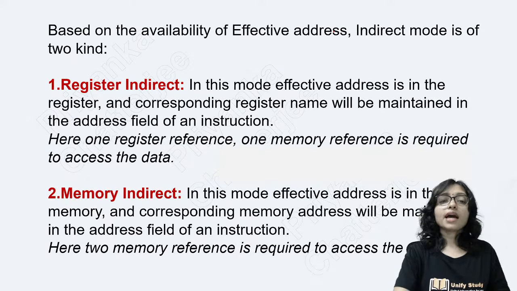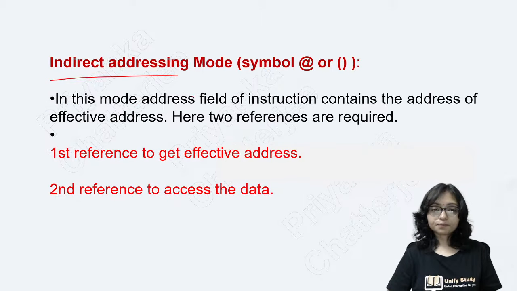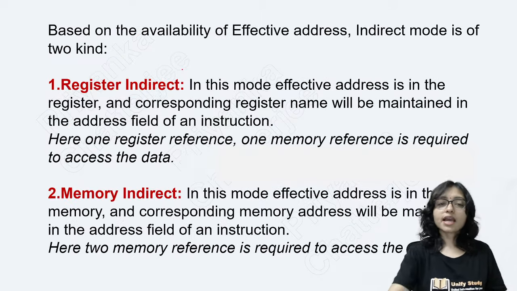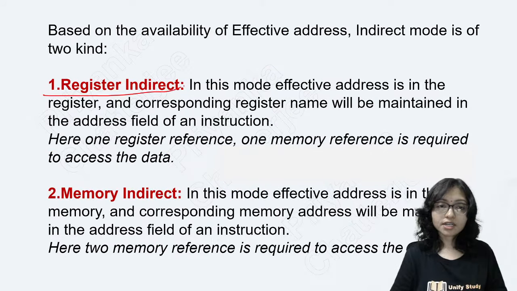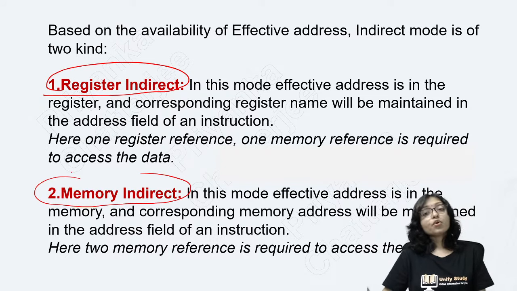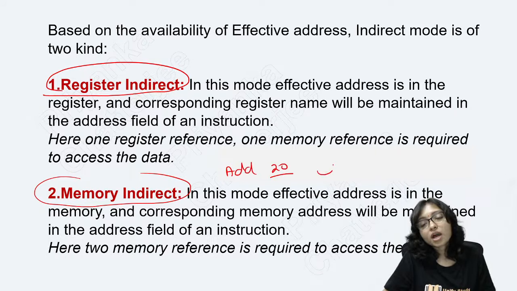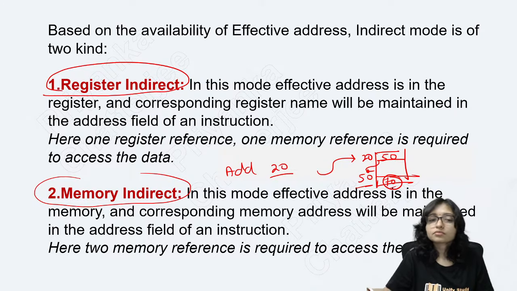Now you can see here two types of indirect addressing modes are there. One is memory indirect, another is register indirect. Memory indirect means two memory references. That is, I am doing add 20. So I will go to location 20. In location 20, maybe 50 is given. Again, I have to go to location 50. Then I will get the 70. Means this is the two.